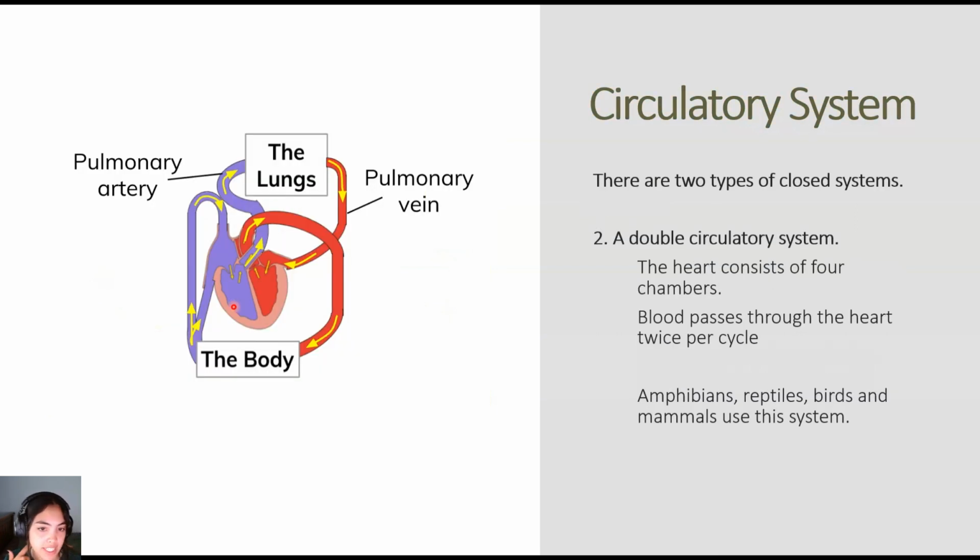We, on the other hand, have a double circulatory system. So in this case here, our heart consists of 4 chambers, okay? And blood passes through this twice per cycle. Amphibians, reptiles, birds, mammals, and all sorts use this type of system.